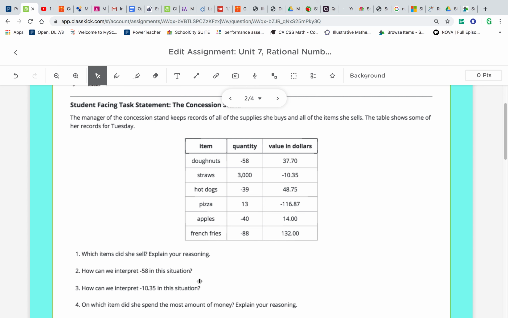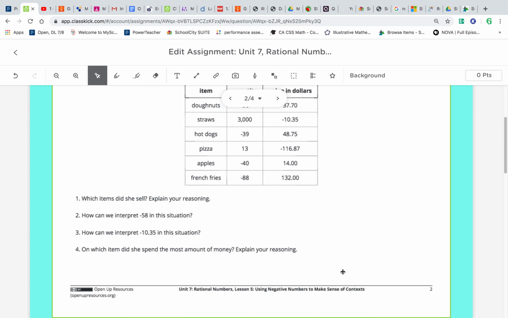And number four, on which item did she spend the most amount of money? Well, if we look at the amount she spent here, the positive amounts would be amounts she brought in. That was money she made. The negative amounts are the money that she spent. So which one did she spend the most on? It would have to be pizza. She spent over $116 on pizza. So that was the one she spent the most on.